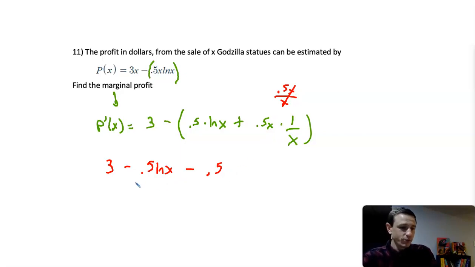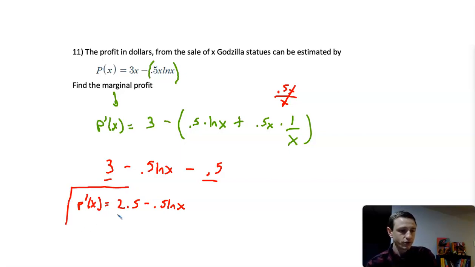And it's really easy to just be like, okay, done, cool. But 3 minus 0.5, believe it or not, are like terms. 3 minus 0.5 is going to be 2.5 minus 0.5 times the natural log of x. So that would be the marginal profit. And then from there, we'd be able to answer some applications. But just in this example, we are told to just find the marginal profit. And there it is.